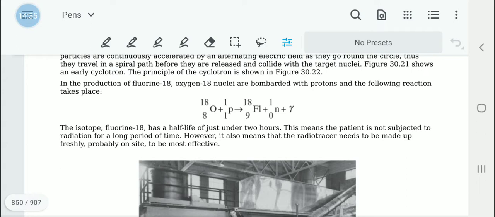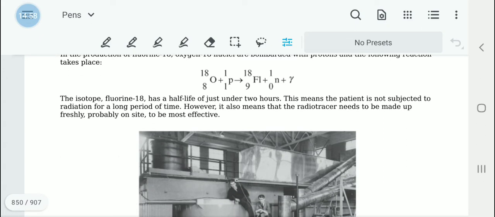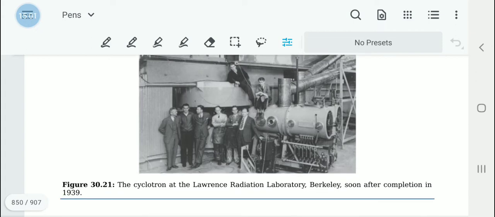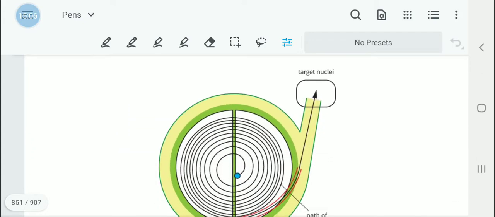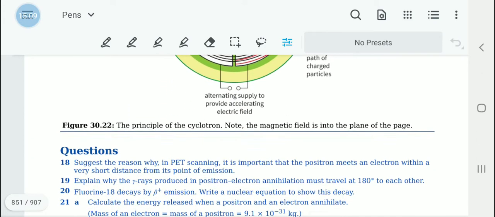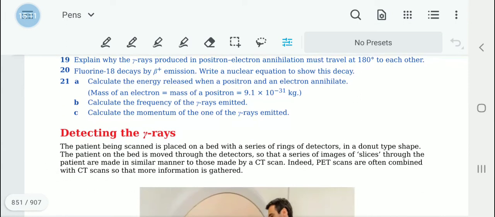In production of fluorine 18, oxygen 18 nuclei are bombarded with protons and the fluorine radioactive nucleus is produced. Write down O-18 plus proton (1,1) gives you fluorine 18 (9) plus neutron (1,0) plus gamma ray. Put a star and write down. However, fluorine 18 has a half-life of about 2 hours. As a result, it should be produced on site.